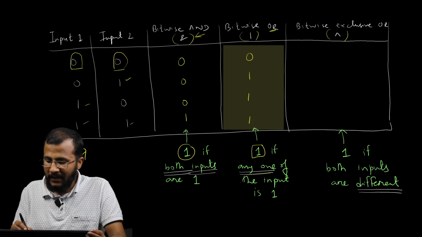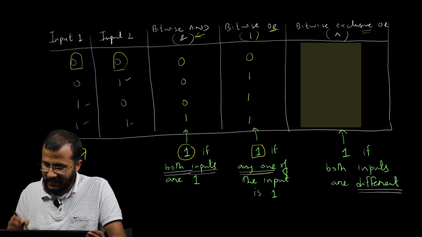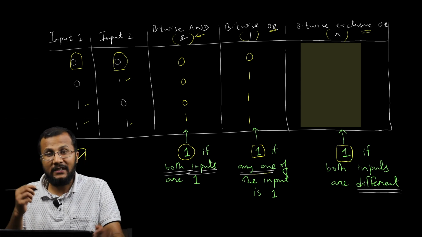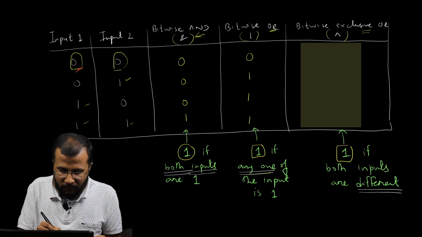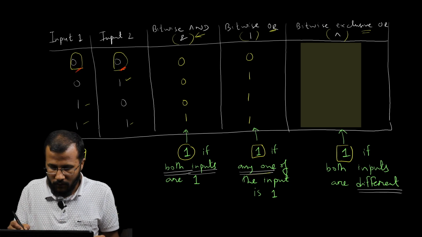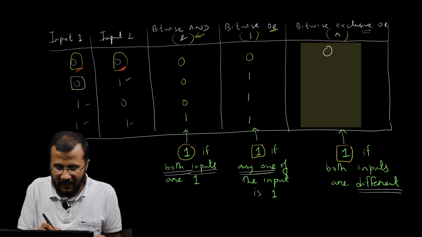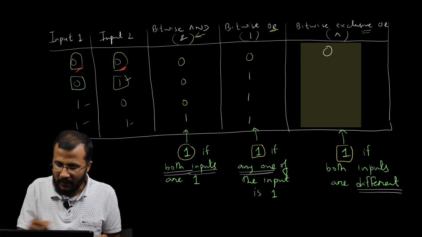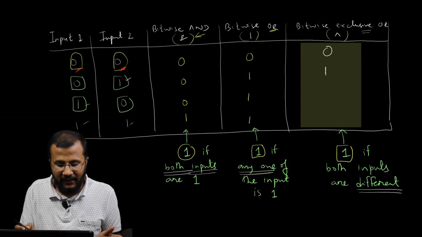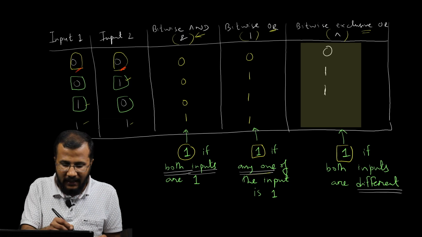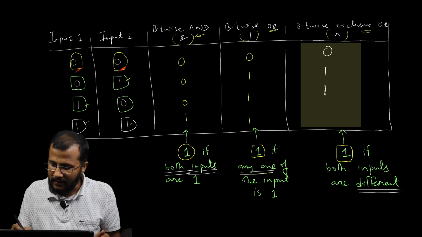Now let's look at bitwise exclusive OR. Exclusive OR is something new here. In this case the output is 1 if the inputs are different. Here, both the inputs are 0, so the output is also 0. Here the first input is 0 and the second input is 1, so they are different, therefore the output is 1. Similarly in the third case, this is 1 and this is 0, they are different, therefore the output is 1. And in the last case, the input bits are the same, 1 and 1, therefore the output is 0.